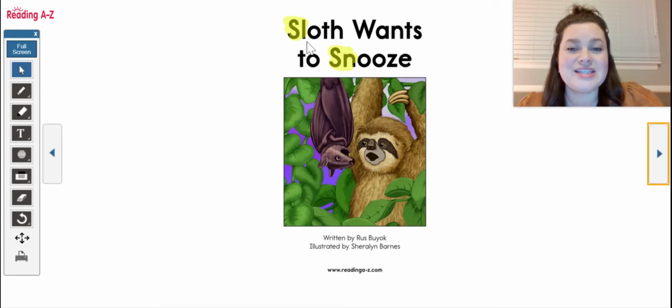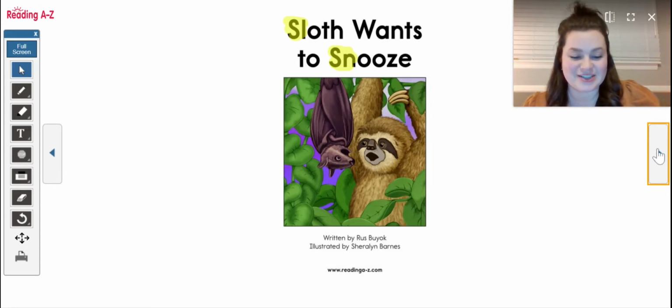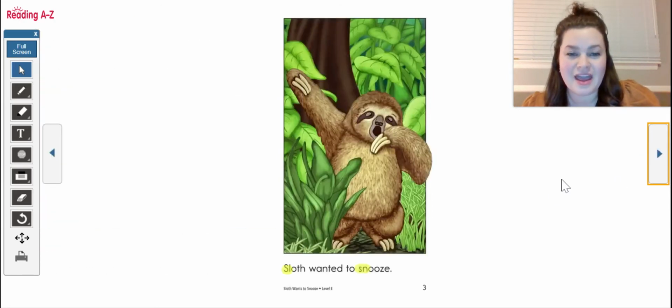For example, we see the blend here, sl. Can you say that? Sl, like in sloth. Sloth wants to, there's another blend, sn. Can you say that? Sn, snooze. Snooze is another word for sleep. All right, let's get into it. All right, let's go ahead and read together.